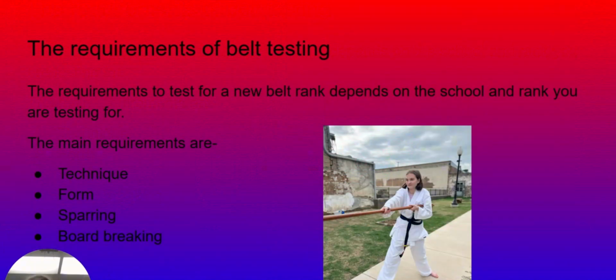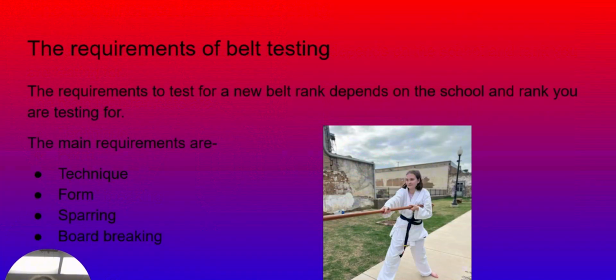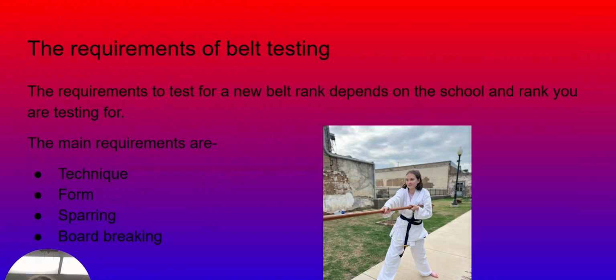The main requirements are technique, such as your moves that you will be testing. Your form, which we call patterns, patterns are a combination of different moves. Sparring is what we call a game of tag, where you gain points by sparring and by hitting each other gently. And board breaking, the final requirement, is board breaking.